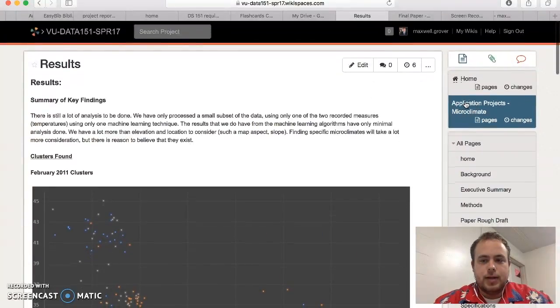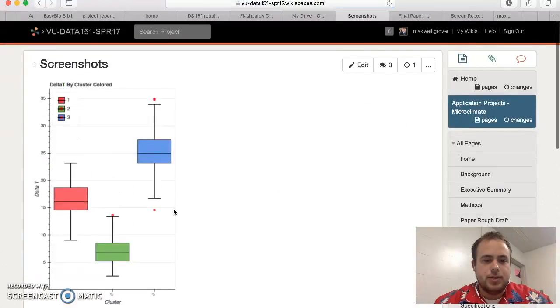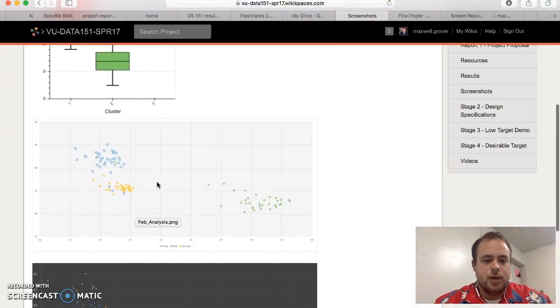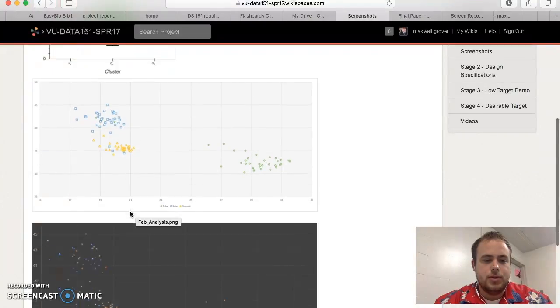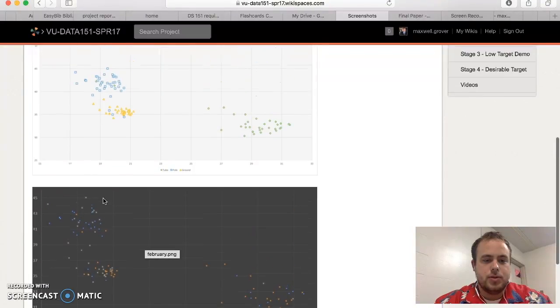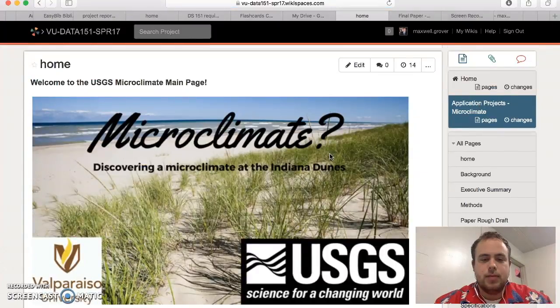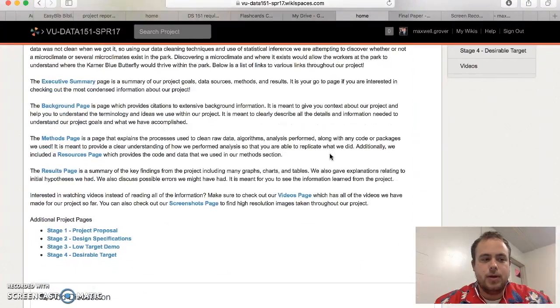I'll go back and go over some of the screenshots that take you throughout our project. Again, that's the graph I just showed you. This is the individual clusters. You can see 1, 2, and 3. And this is another visual representation of our clusters. We got some really nice looking graphs using some of the techniques we've been able to learn in Data Science 151 so far.